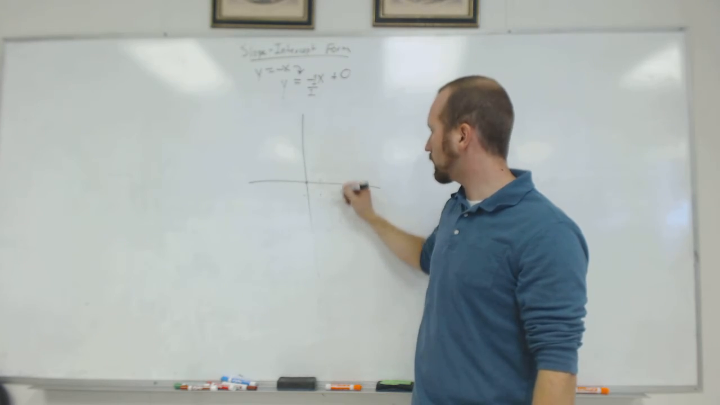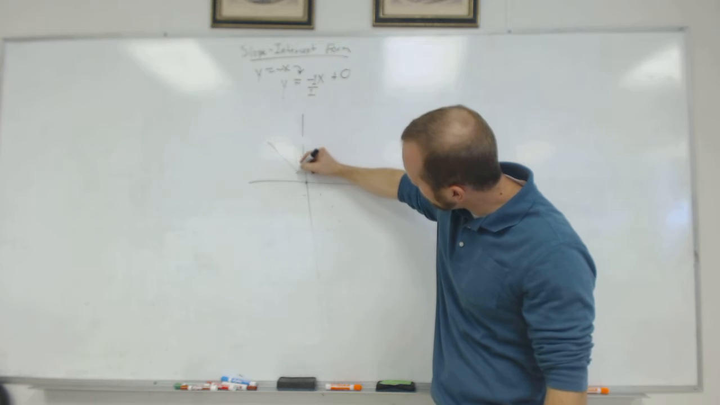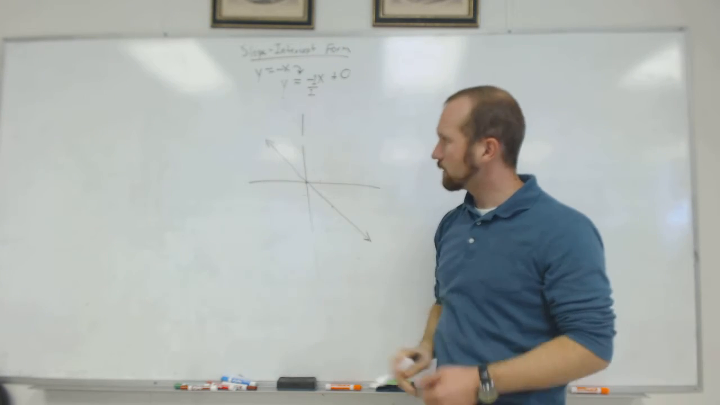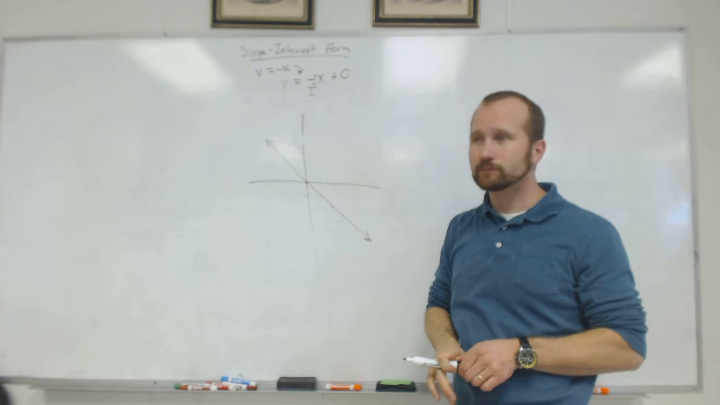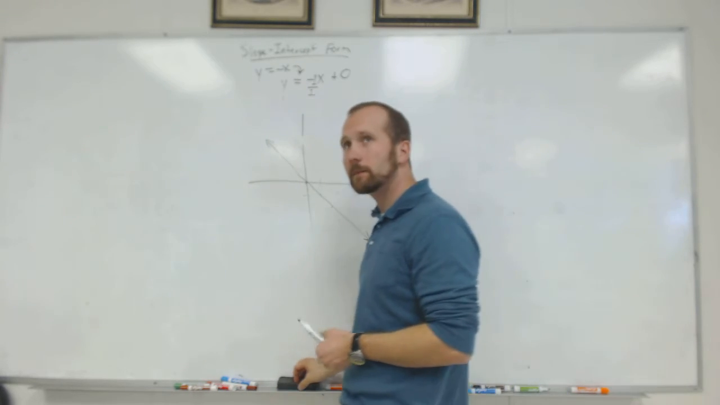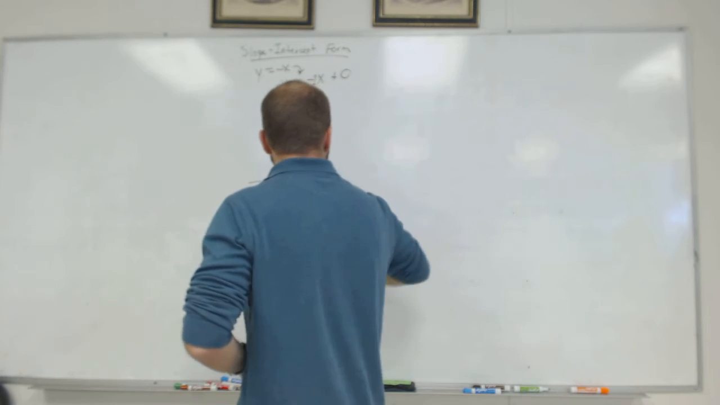Down 1 over 1. Right? And I'm going to have sort of this perfect 45-degree line. Right? That makes sense? Okay.